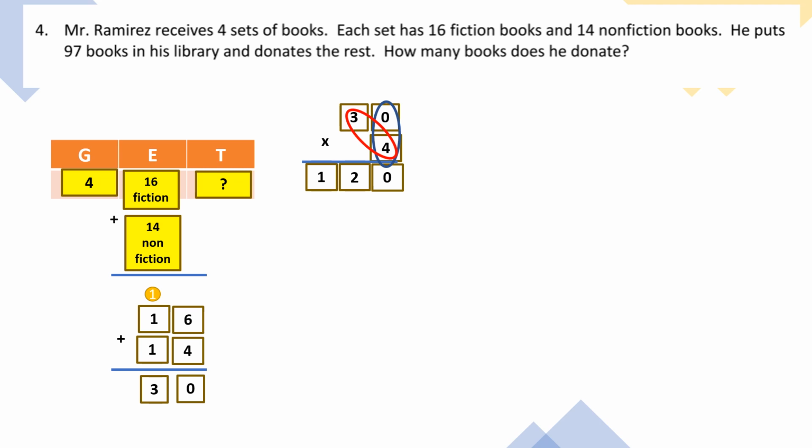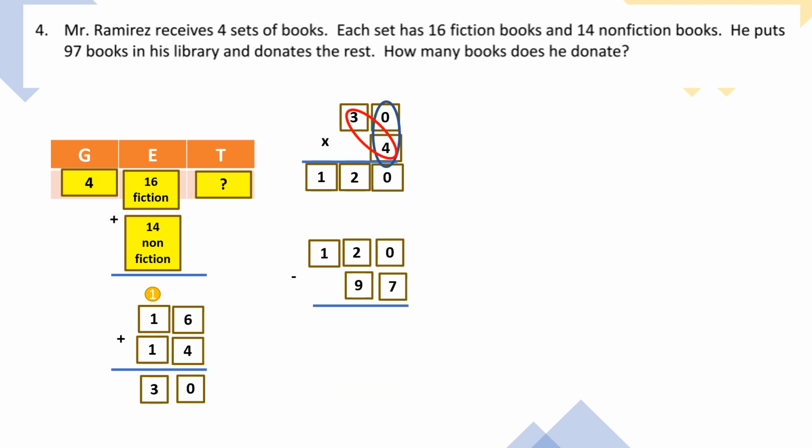Okay, he has 120 books, but it says that he puts 97 books in his library. If he's putting them somewhere, that means he doesn't have them anymore. So we have to subtract those 97 books that he puts in his library. So now we write 120 minus 97.